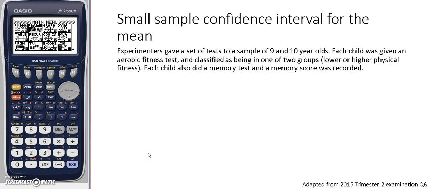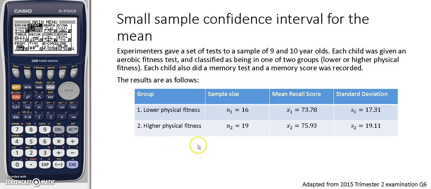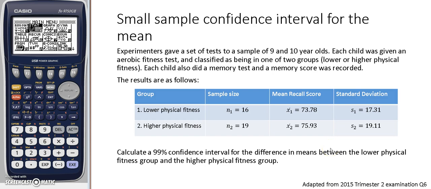Experimenters gave a set of tests to a sample of 9 and 10-year-olds. Each child was given an aerobic fitness test and classified as being in one of two groups, either lower or higher physical fitness. Each child also did a memory test and a memory score was recorded. Here are the results. So we've got the two groups here, the lower physical fitness and higher physical fitness, the sample sizes for each of the groups, the mean recall score for each group, and the sample standard deviation for each group. In this problem, we're wanting to calculate a 99% confidence interval for the difference in means between the lower physical fitness group and the higher physical fitness group.